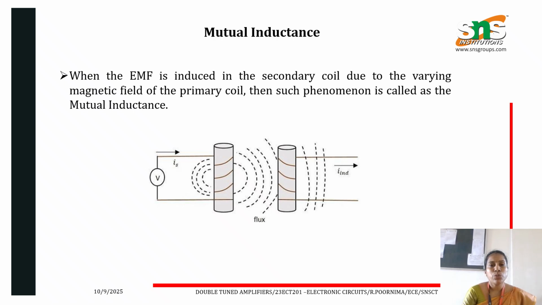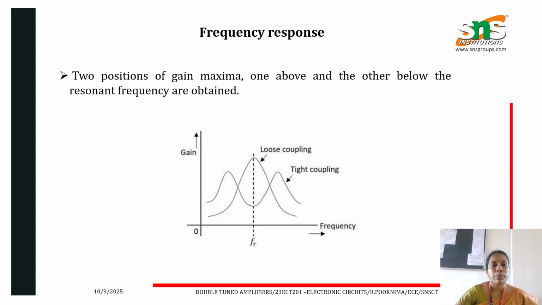And here the mutual inductance concept is used in the tuned circuits, where the primary coil is given the input signal. When an EMF is induced in the secondary coil due to the time varying magnetic field from the primary coil, this phenomenon is known as mutual inductance. This is used for coupling the double tuned circuit.